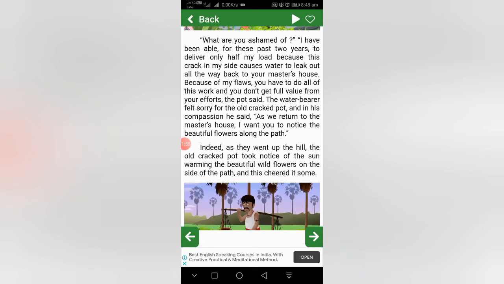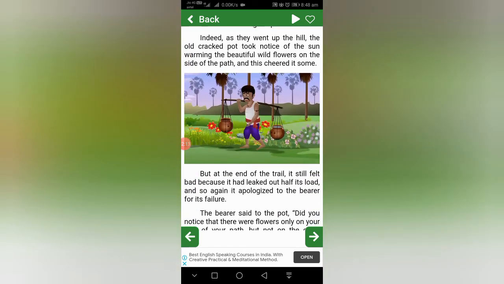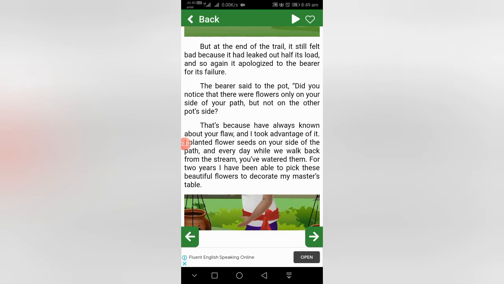The water bearer felt sorry for the old cracked pot, and in his compassion, he said, "As we return to the master's house, I want you to notice the beautiful flowers along the path." Indeed, as they went up the hill, the old cracked pot took notice of the sun warming the beautiful wild flowers on the side of the path, and this cheered it some. But at the end of the trail, it still felt bad because it had leaked out half its load, and so again it apologized to the bearer for its failure.